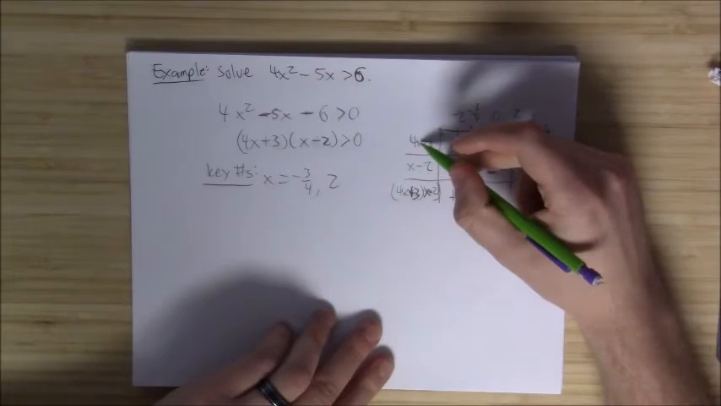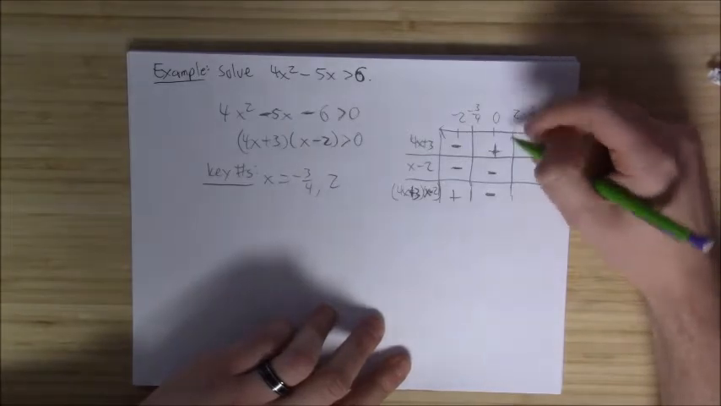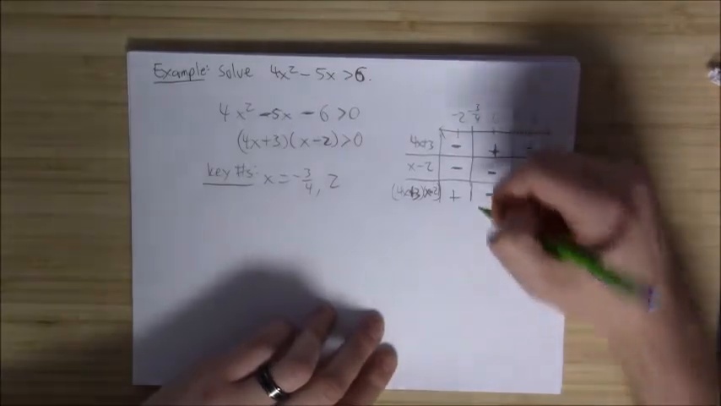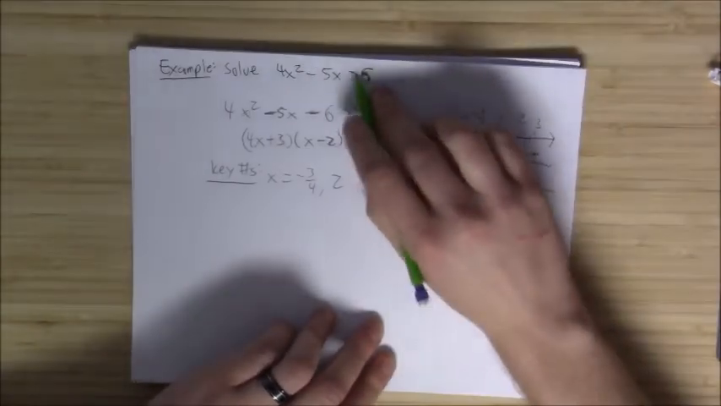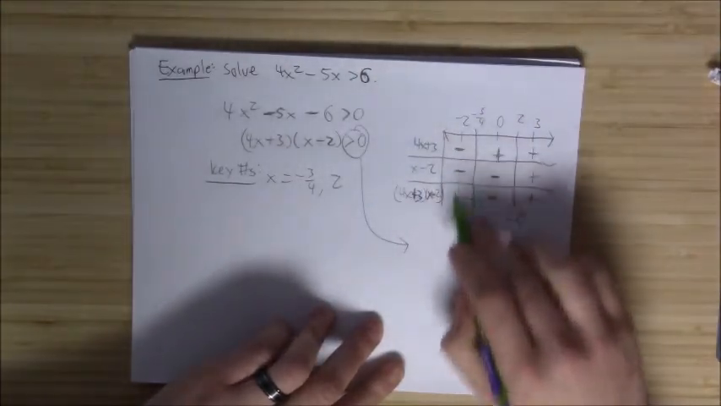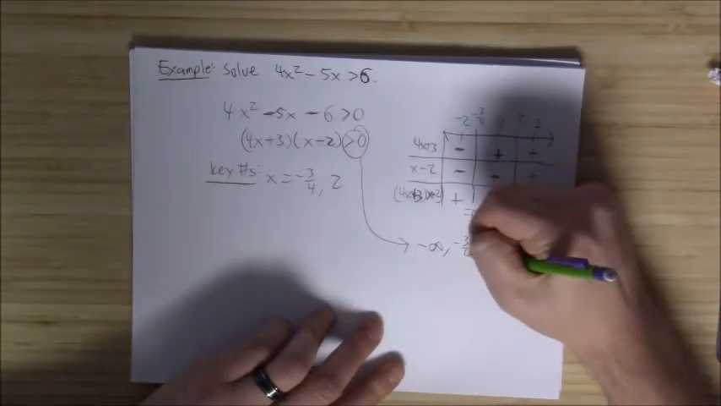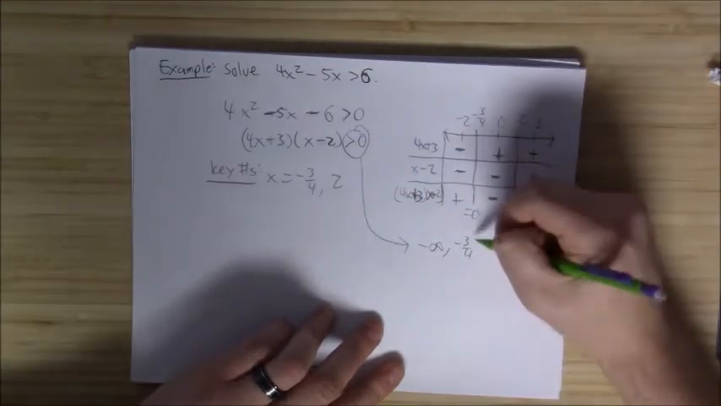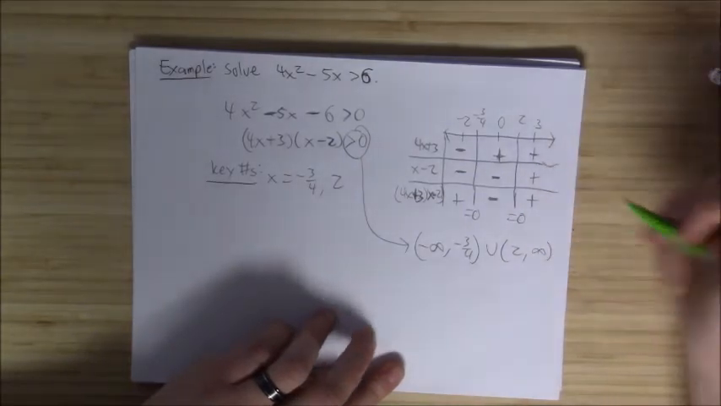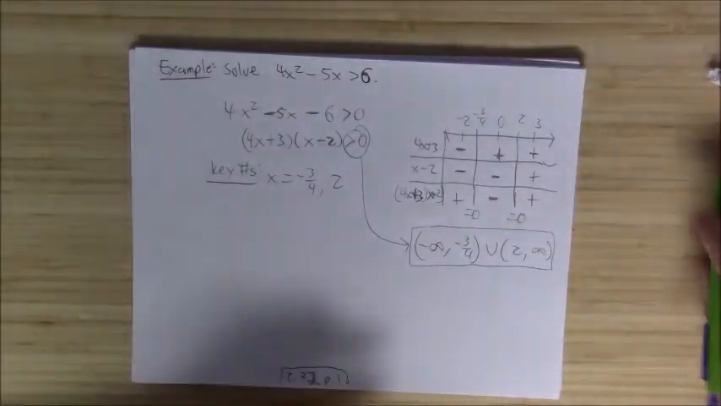Plugging 3 in gives me 12 plus 3, a positive value. Plugging 3 into there is a positive value. So positive value. And of course I know that it's 0 here and here. So I'm trying to figure out where this is actually greater than 0. And greater than 0 would be over here. So this interval, negative infinity to negative 3/4. I can't include the endpoint because I don't want it equal to 0, only greater than 0. And then 2 to infinity. All right. I don't need to graph the solution set because it didn't ask me to.